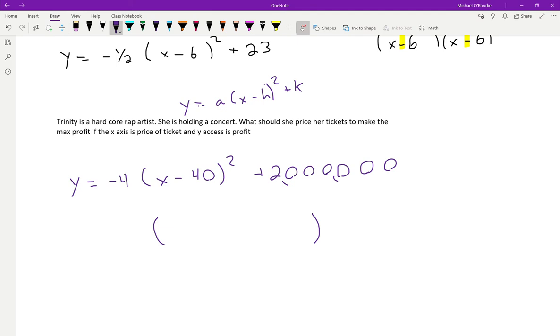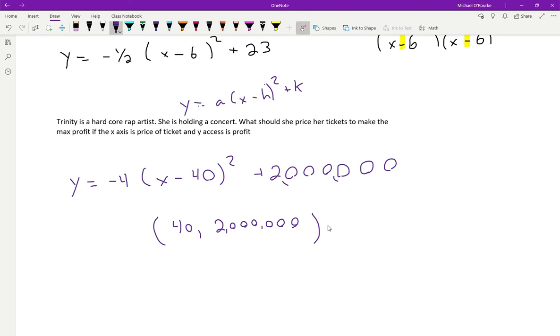Have I lost everybody? Good. So the vertex is 40, comma, 2 million.